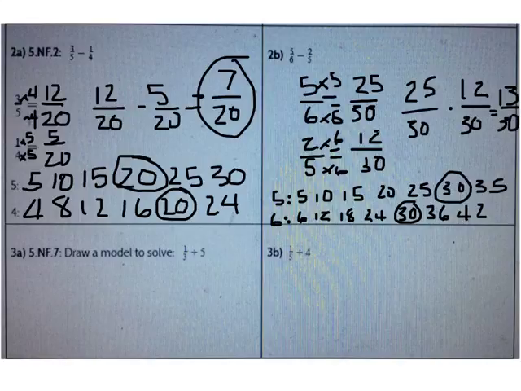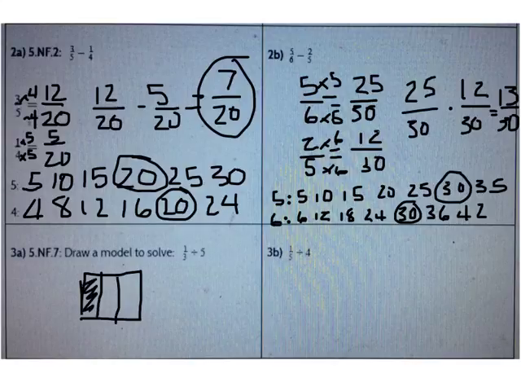Let's do another. Draw a model to solve 1/3 divided by 5. When I'm splitting up 1/3 by 5, what do I start my model with? I start my model with 1/3. Go ahead and draw that on your paper now. How many pieces do I need to split that 1/3 into? I need to split it into 5 pieces. So how many lines do I need to draw? I need to draw 4 lines. Go ahead and do that now.